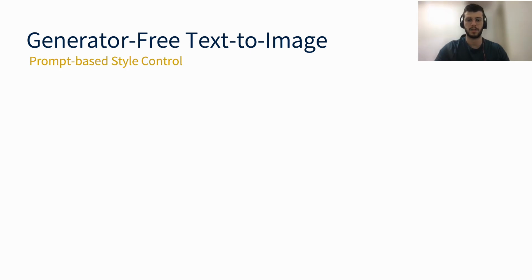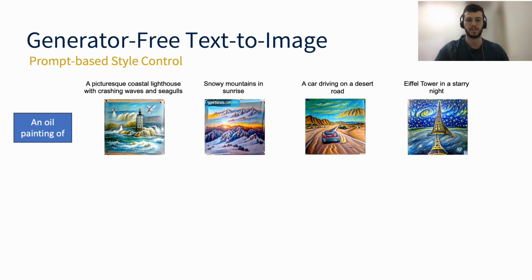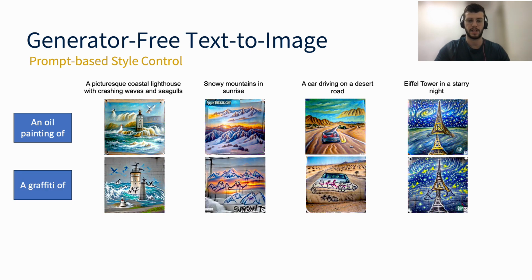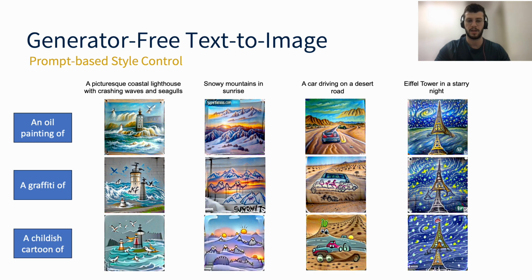Lastly, we experiment with controlling the style of the generated images by simply modifying the textual prefix. Here the blue box specifies the target style prefix and the prompts are presented at the top. As can be seen, the outputs appear to be oil paintings as intended. Altering the style prefix, for example to graffiti, significantly changes the generated images to better match the target style. We can see similar results when changing the prefix to a childish cartoon.